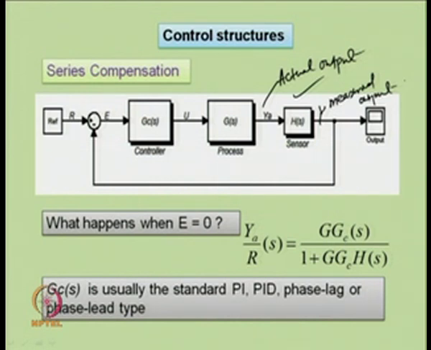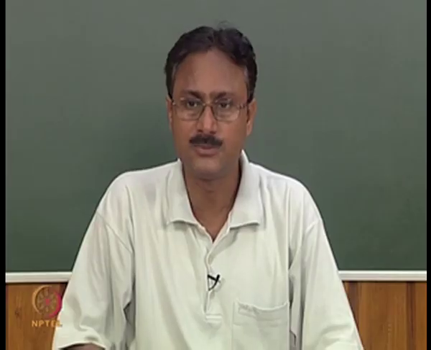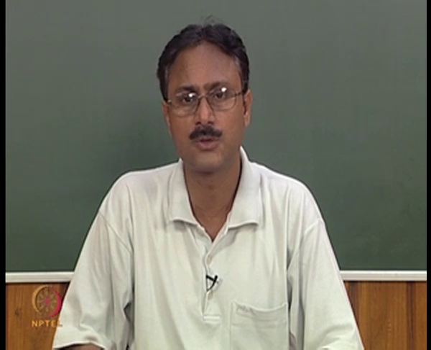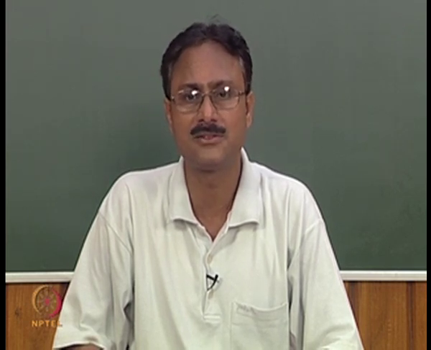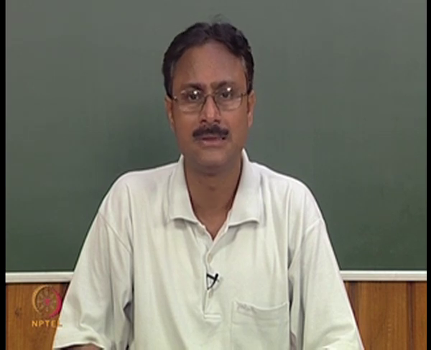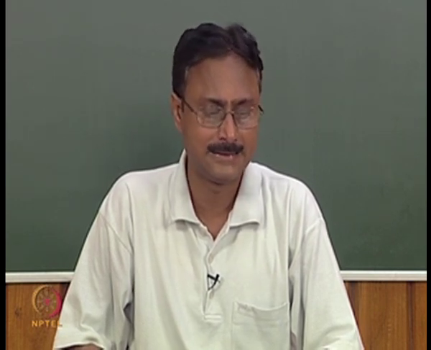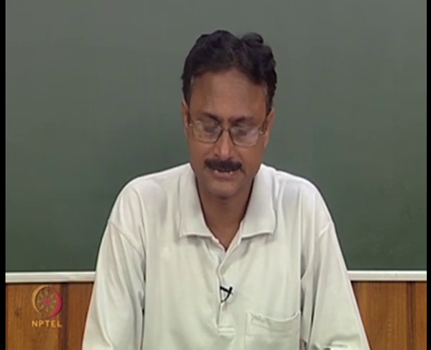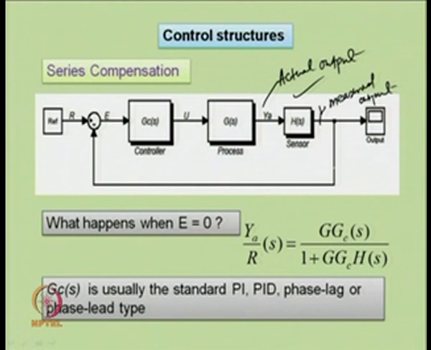This type of series compensation is found to be used extensively in process industries, particularly for set point tracking. What else are there? The objective can be to reject disturbances in a closed loop control system. Such systems are often known as regulatory control systems or regulatory systems. The prime objective of the series compensation scheme is to devise a perfect set point tracking system.